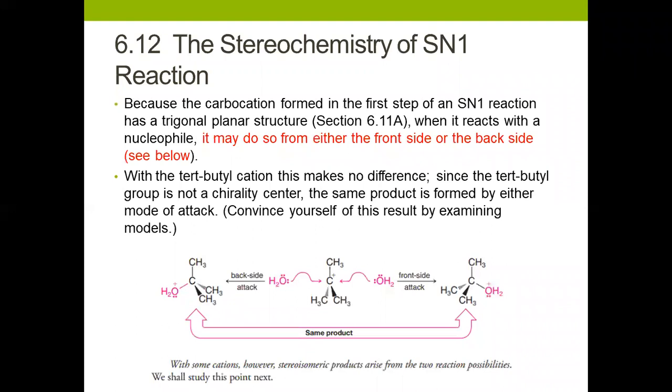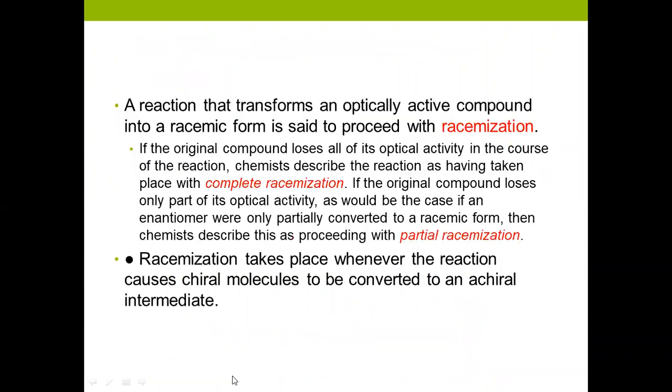So let's go to the stereochemistry of the SN1 reaction. Here is your carbocation. Once you form your carbocation with an SN1 mechanism, your nucleophile can attack from the front or the back. Because of that, you can form two types of stereo products. So if one is R, the other can be S.